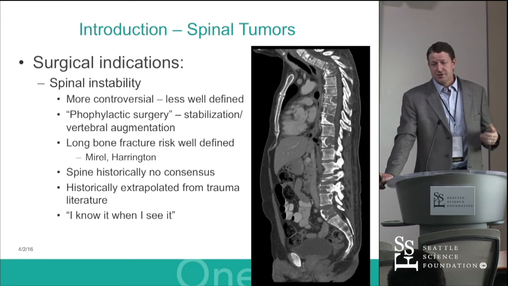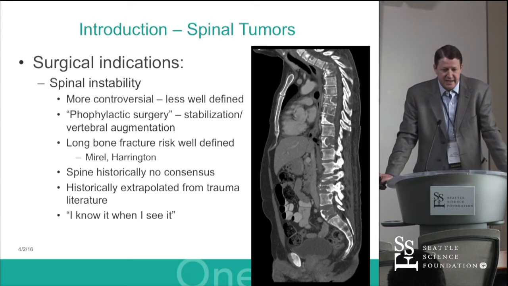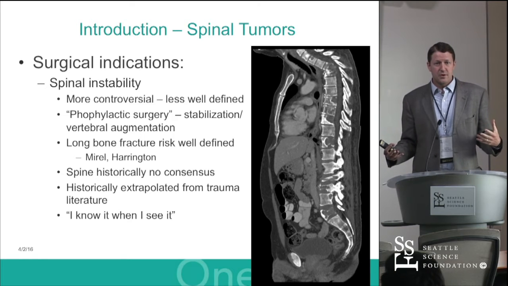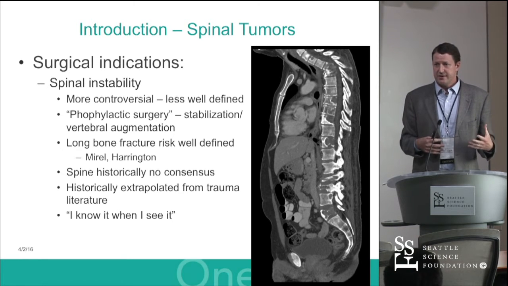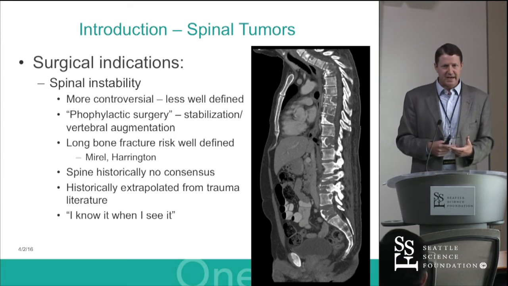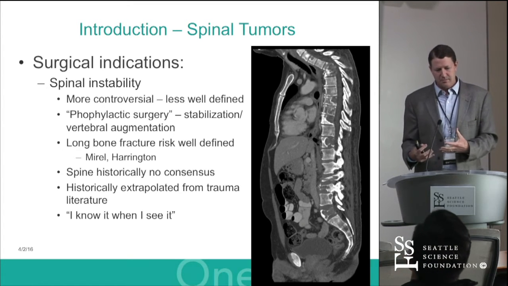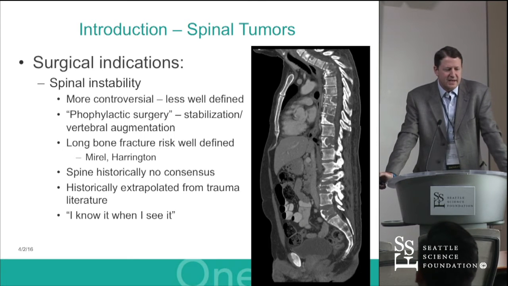The orthopedic oncology literature is actually very nice in this regard. They have a couple of studies that were done by Drs. Merrill and Harrington, 1 to 2 decades ago, 3 decades ago now, looking at long bones. The long bones are what hold us up, and we've defined criteria: how much destruction of the bone, how much pain, what type of lesion is it? Is this destroying the bone? Is this making bone? And then they gave us some good guidelines.